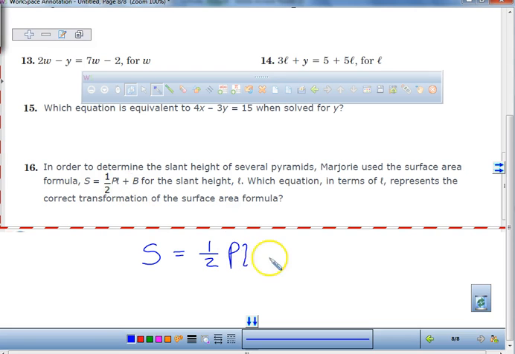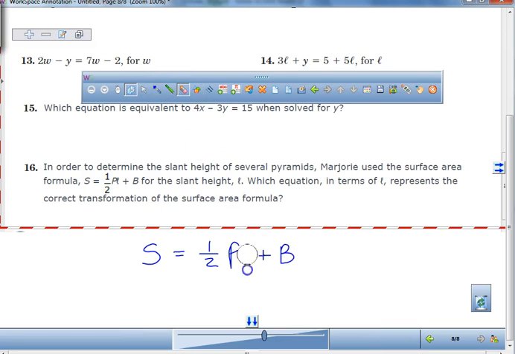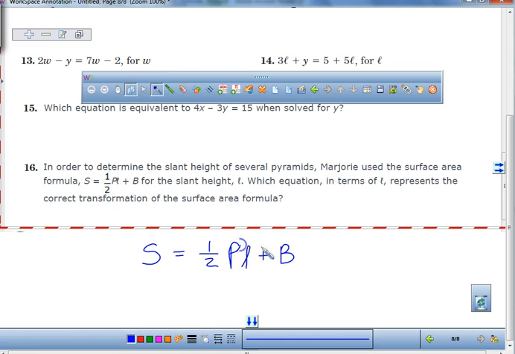So make like a funny looking L, right? Plus capital B. Now I'll make the L a little bit easier to write. Okay, just make the L like this. All right? So I want you to write: the surface area of the pyramid is equal to 1/2 the perimeter of the base times the slant height plus the area of the base. So this is the formula.